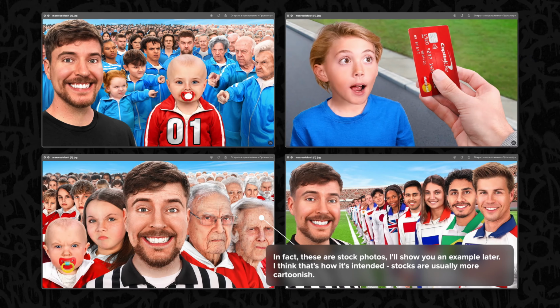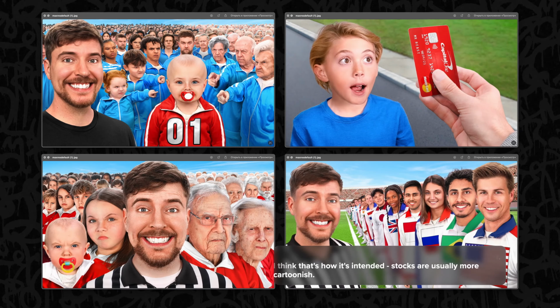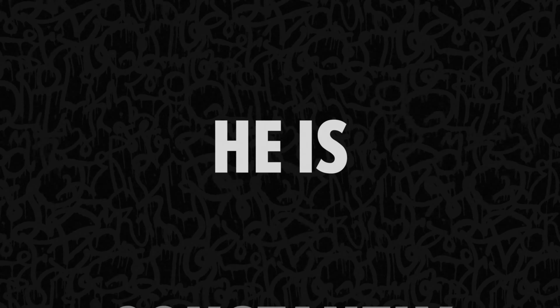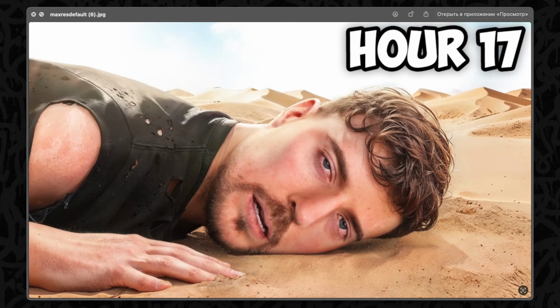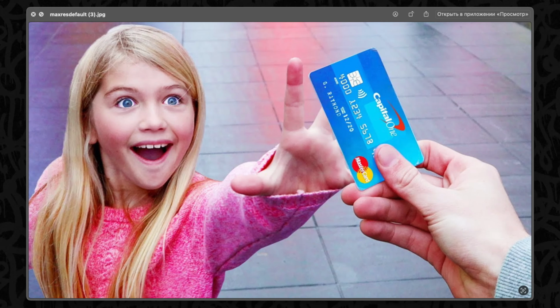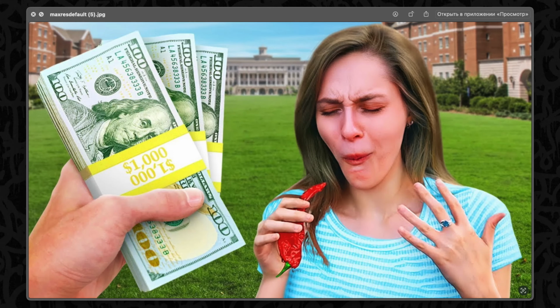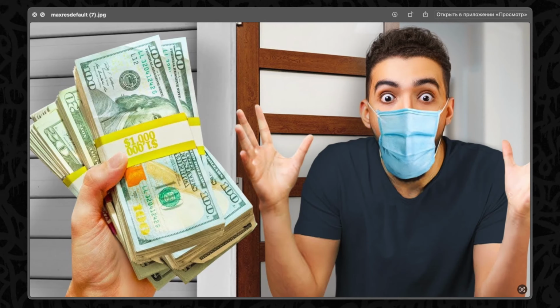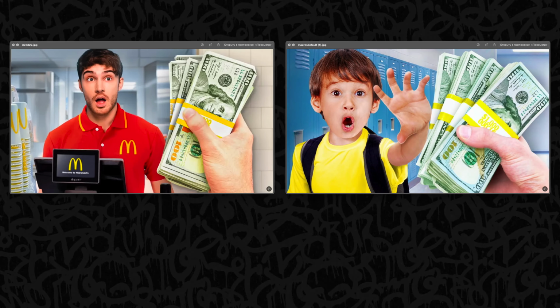I also noticed that the people on the thumbnails occasionally resemble stock photos. And last but not least, he is constantly learning. MrBeast has recurring formats, such as survival, competitions, and similar themes. And so, you can find similar covers in terms of ideas and composition, which improve over the years. Look, here is the same format through the years.